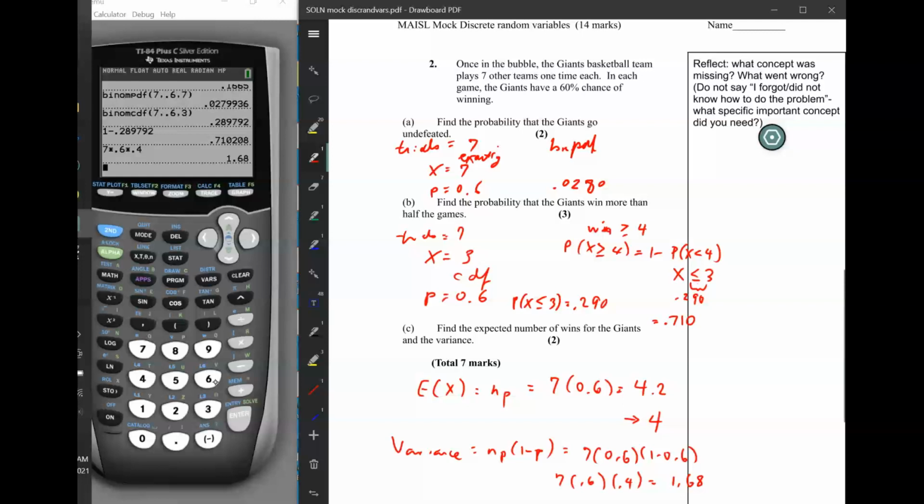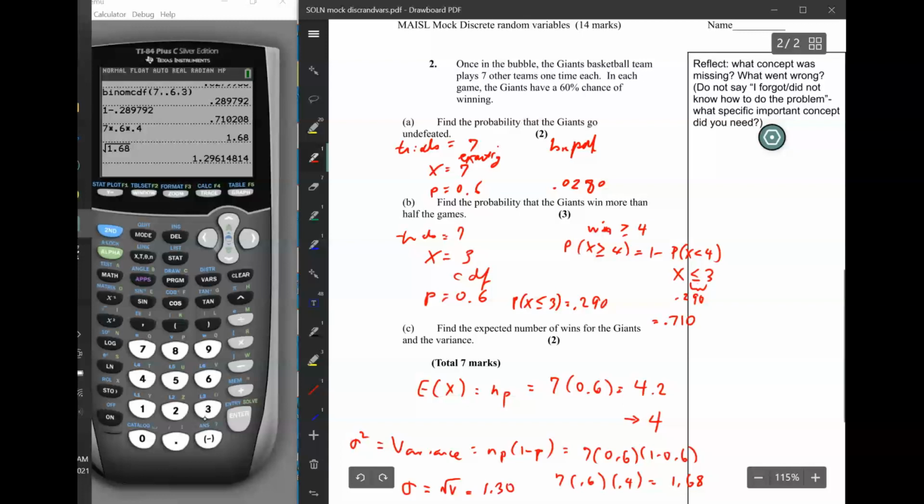And if you want to know the standard deviation, which we worked with in the past, know that variance is actually equal to standard deviation squared. So if we want to know standard deviation, we take the square root of the variance. They didn't ask you this, but if you ever do need to find the standard deviation, it would be 1.30. Okay? All right, that's it for the mock exam.